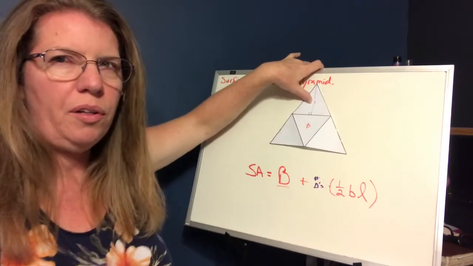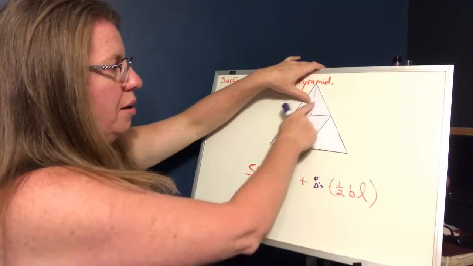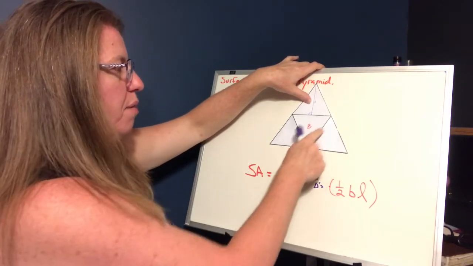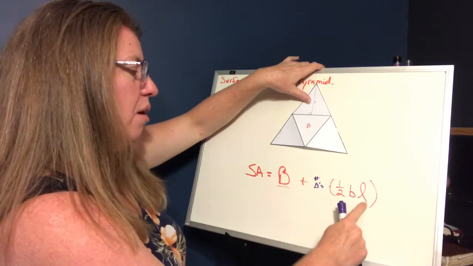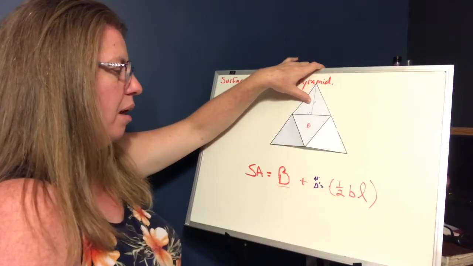All right, I wanted to do a little bit of erasing to be able to put our formula down here. But let's look at our net again. We have the surface area is the area of base plus the number of triangles times the area of 1 triangle, 1/2 base times slant height, there, L.